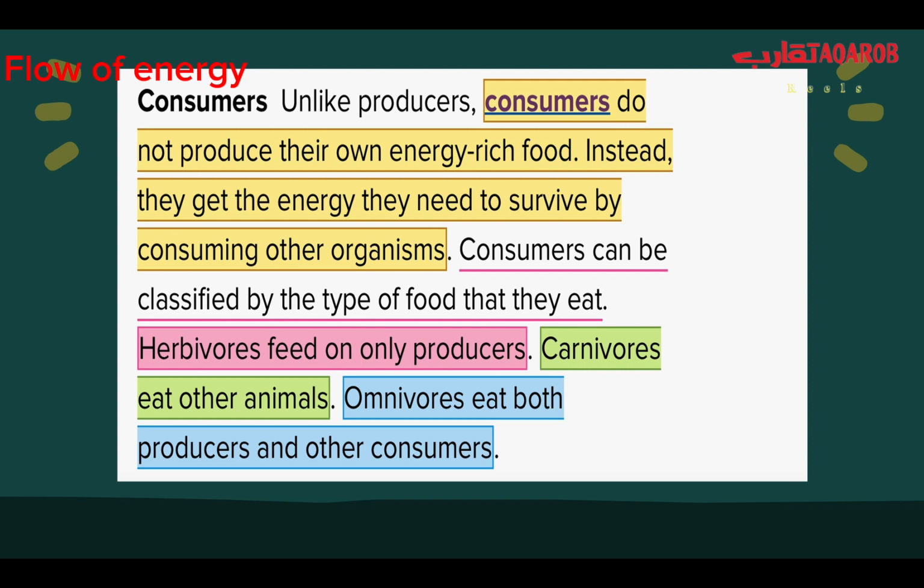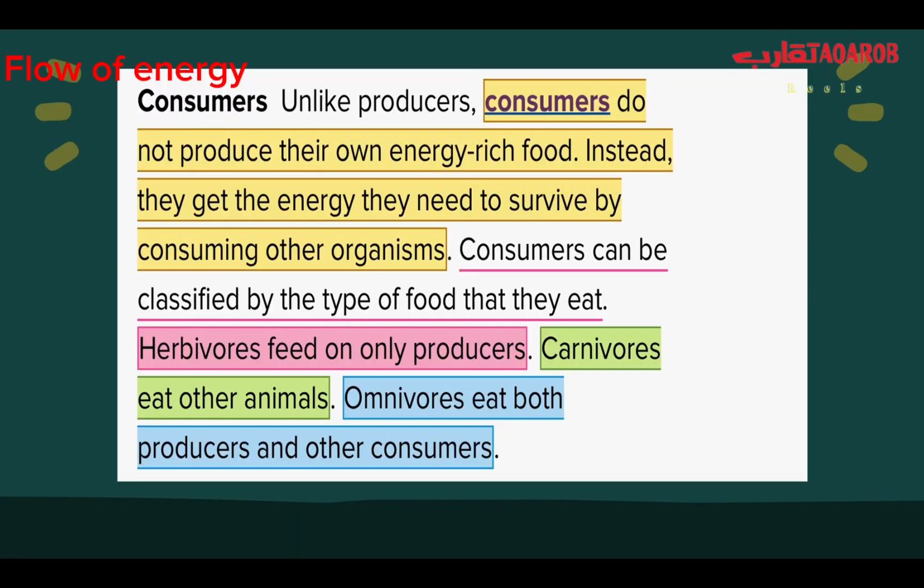Herbivores feed on only producers, like plants. Carnivores eat other animals, any type of animals. Omnivores eat both producers and other consumers.